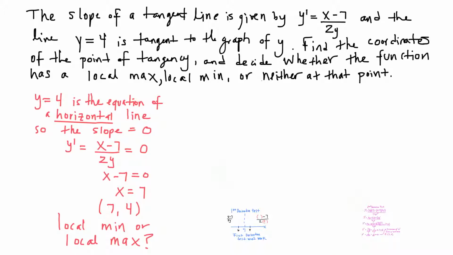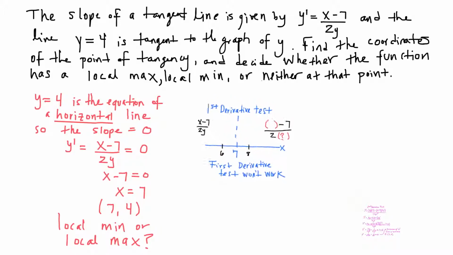And they wanted the coordinates, so x and y. So x is 7, and the y is, well, they told us that the y was 4. So you have a horizontal tangent line passing through the y-axis at 4. So we've answered the first question. The line is tangent at the point (7, 4). Now we want to know, is this a local min or a local max? And that's where the second piece will help us out.